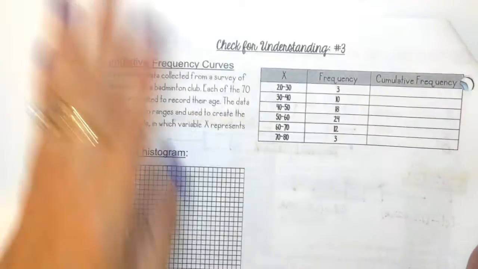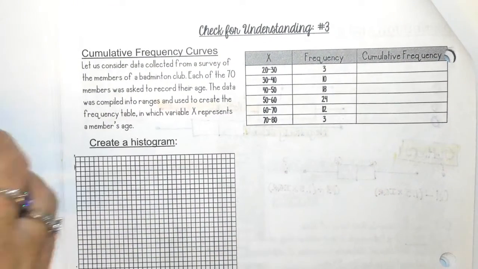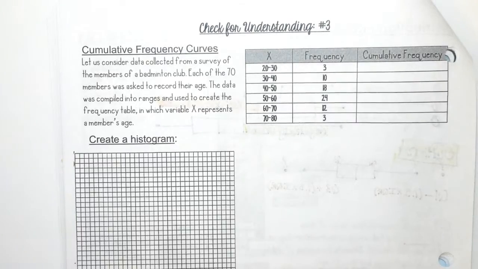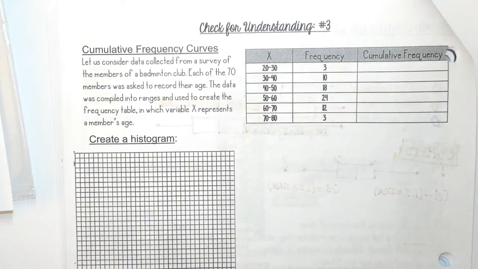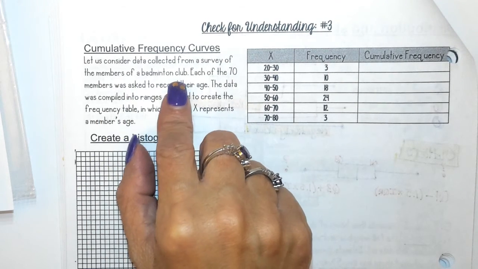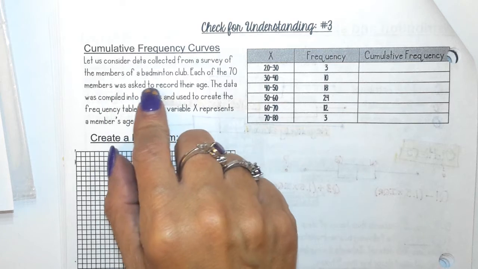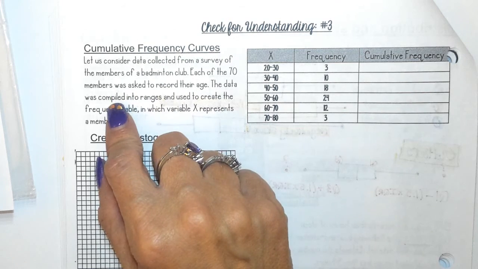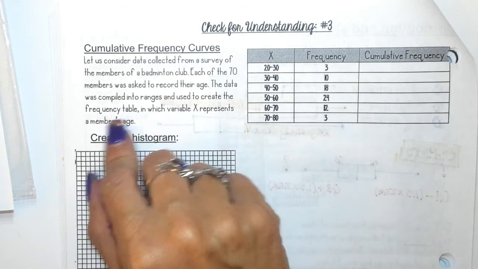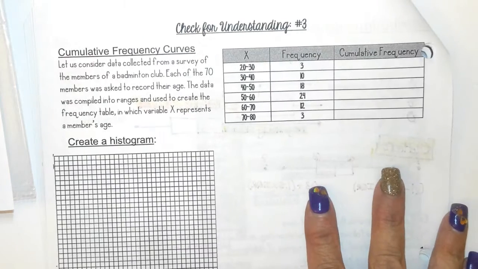Let's do our check for understanding on this. All right, so cumulative frequency curves. And I feel like you kind of need this a little bit. It'll help us understand it. Okay, let us consider the data collected from a survey of the members of a badminton club. Each of the 70 members was asked to record their age. The data was compiled into ranges and used to create a frequency table in which X represents the member's age. So here we go.